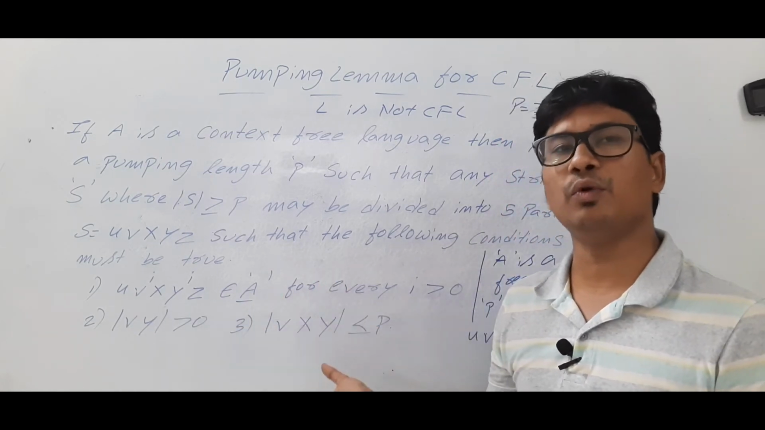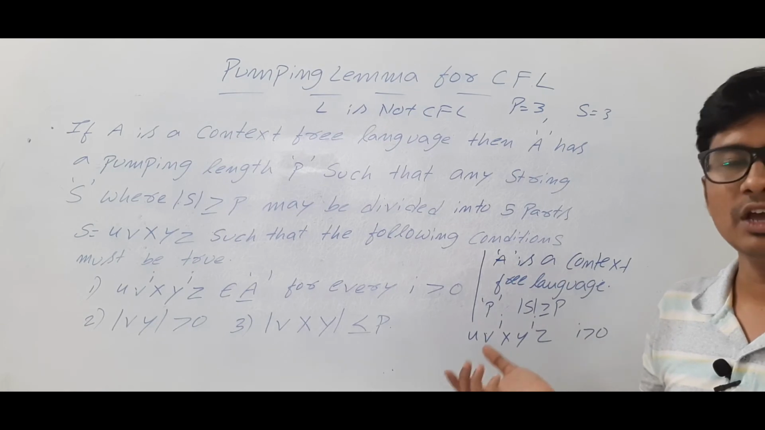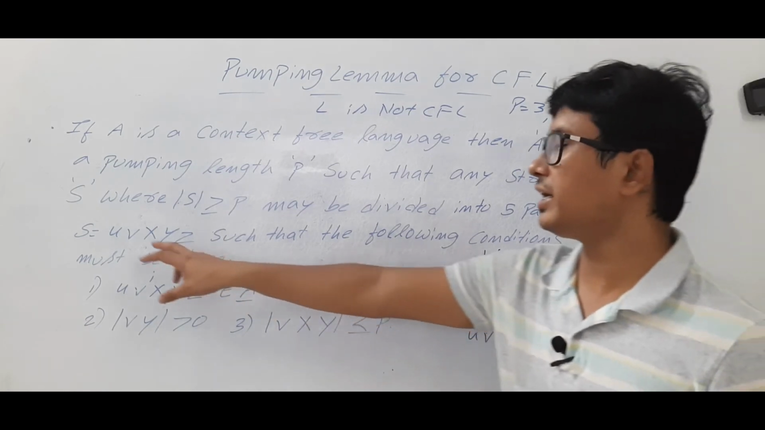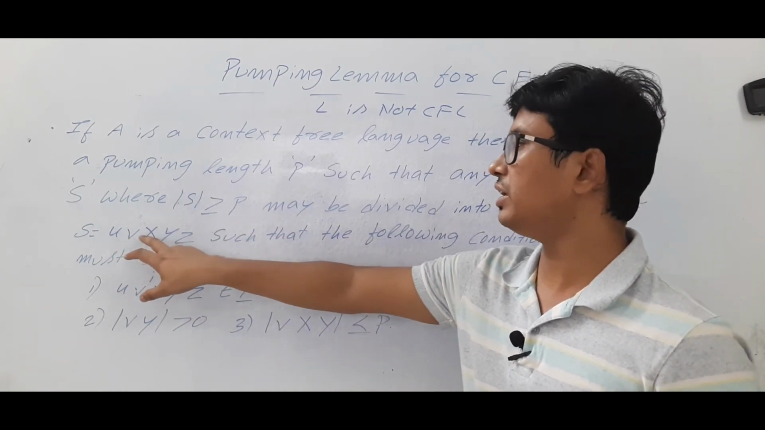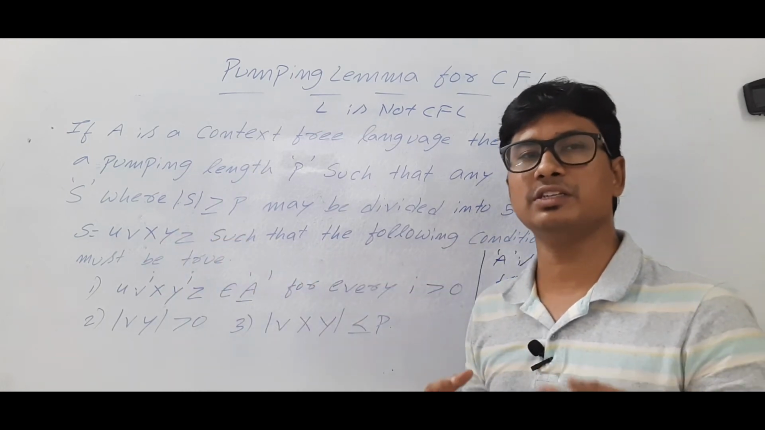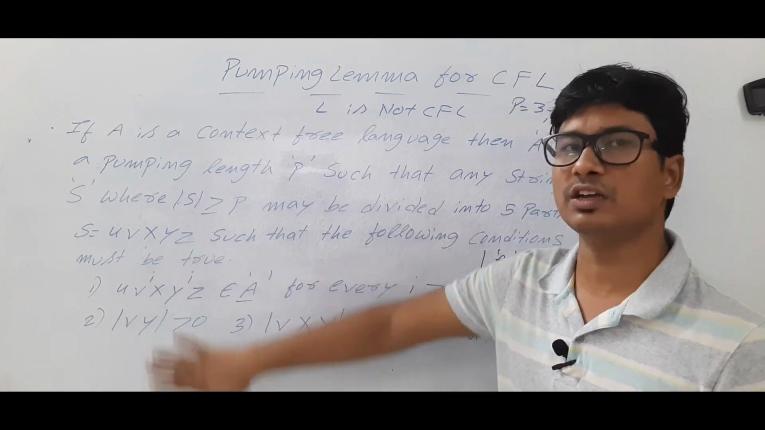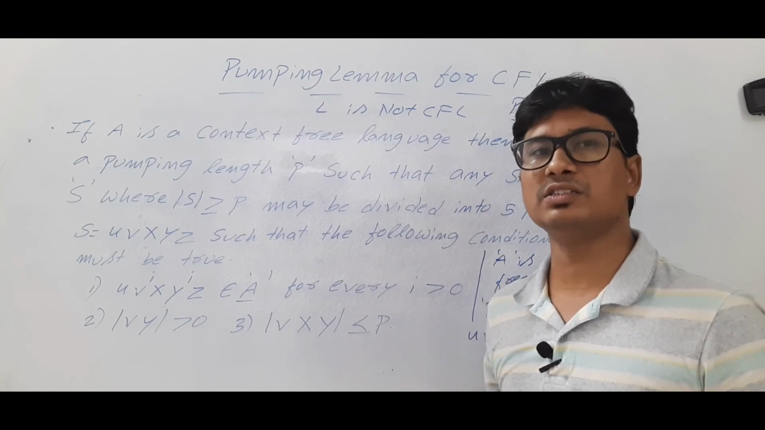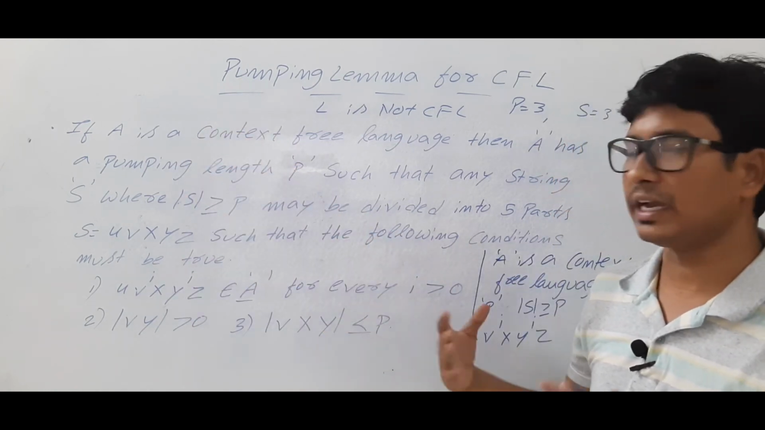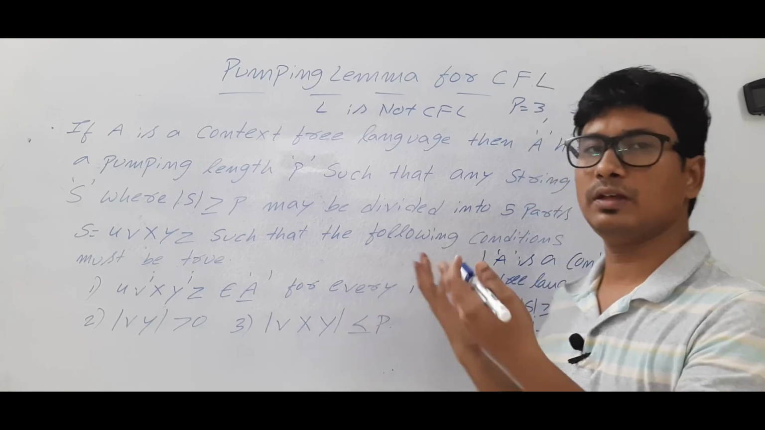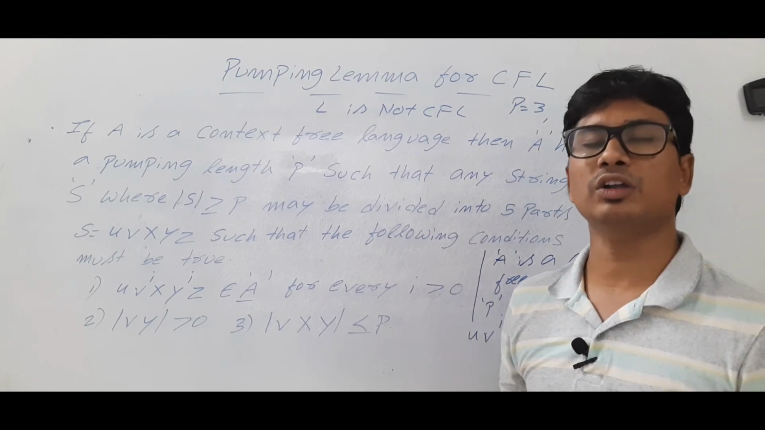If it is not true, then I can say it is not a context-free language, and that whatever assumption I have taken is a wrong assumption. Let me discuss again. You take a string whose length is greater than or equal to P. You divide that string into U, V, X, Y, Z in various cases or scenarios, and in each scenario you should prove that these conditions are not satisfied. These conditions would be true if A were a context-free language. If my conditions are not true, then my assumption is wrong, so I can say that A is not a context-free language.